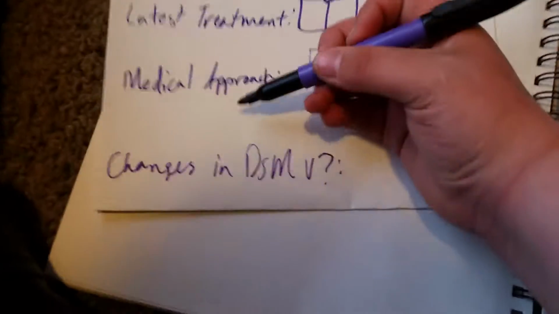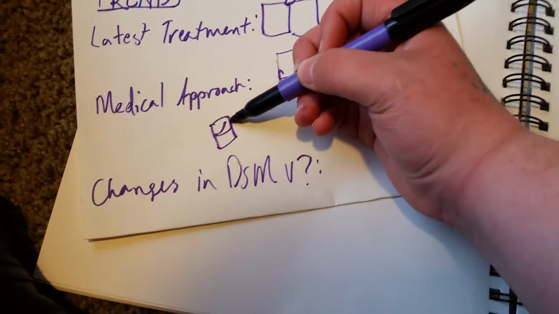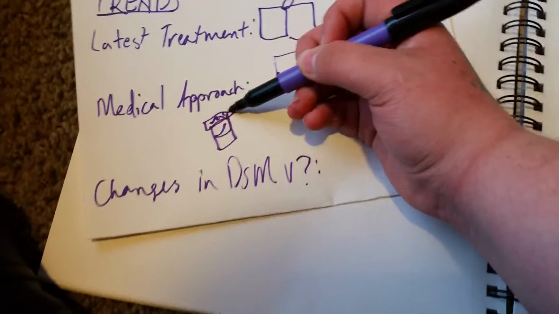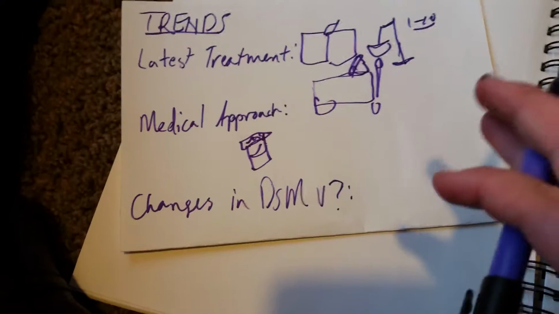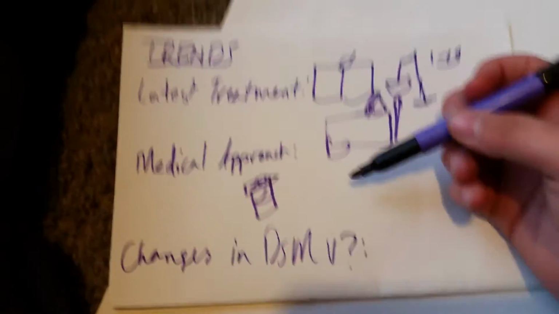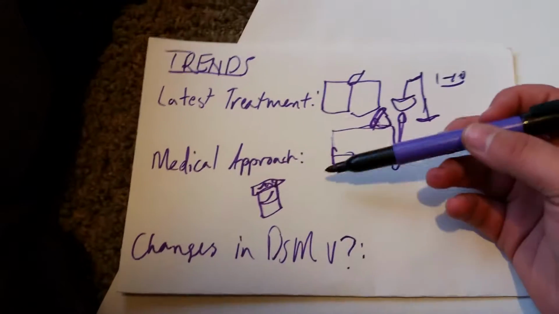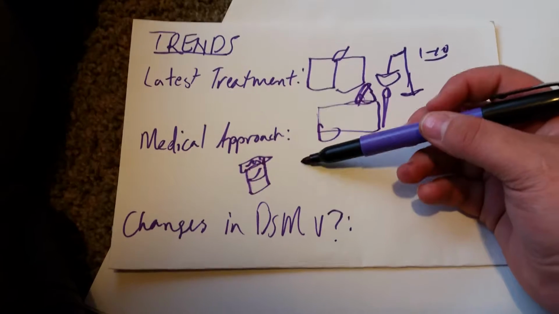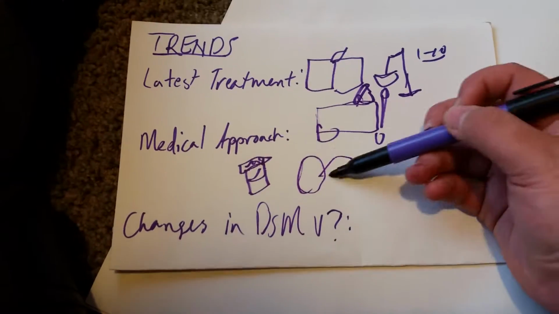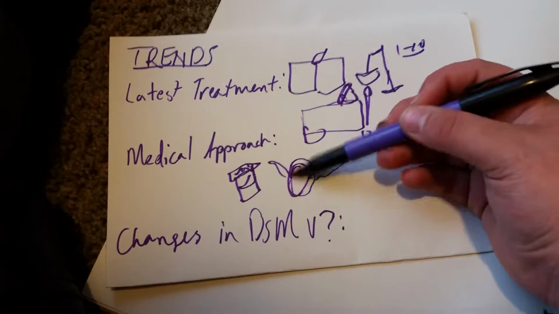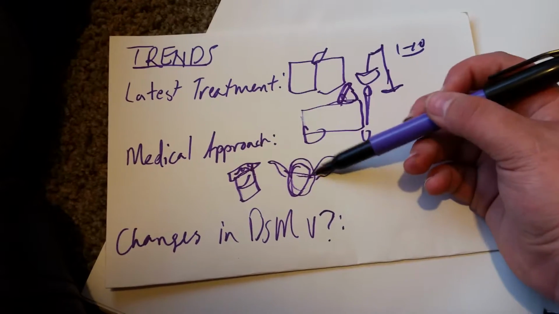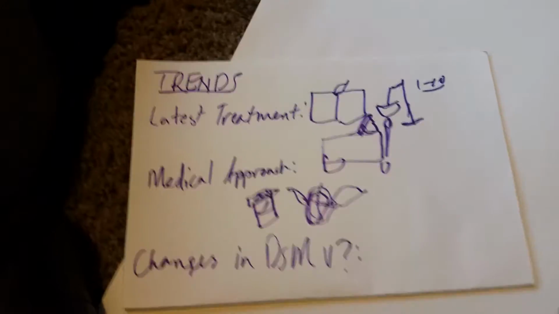The medical approach could have sleeping pills, or, since sleep apnea is one of the biggest causes of other sleep disorders, you could have a little CPAP machine that gives you airflow to help maybe prevent the other disorders.